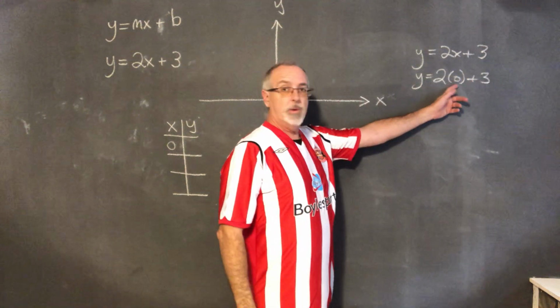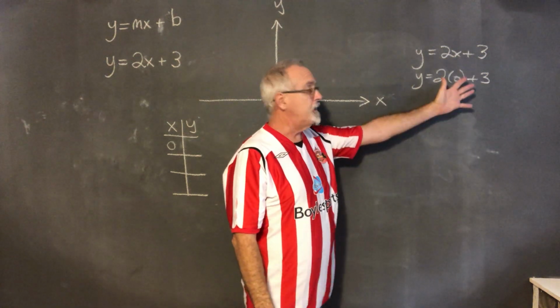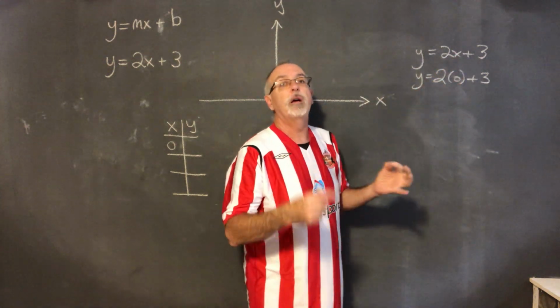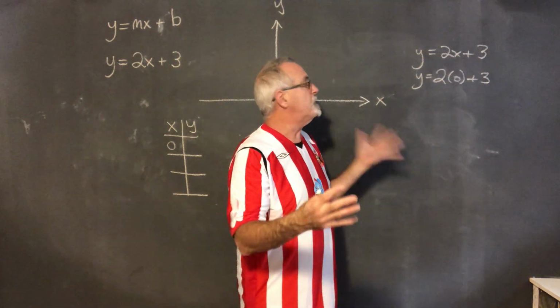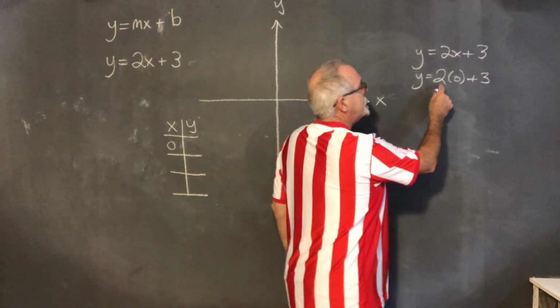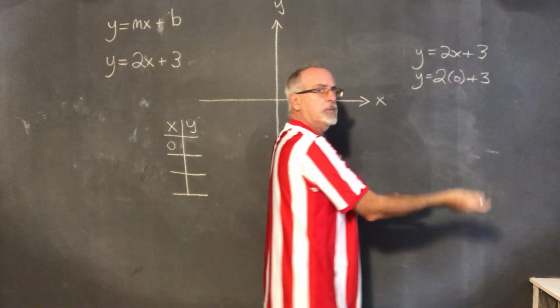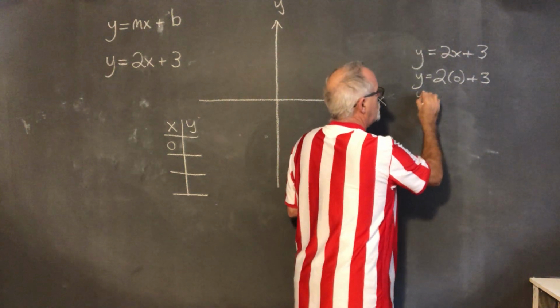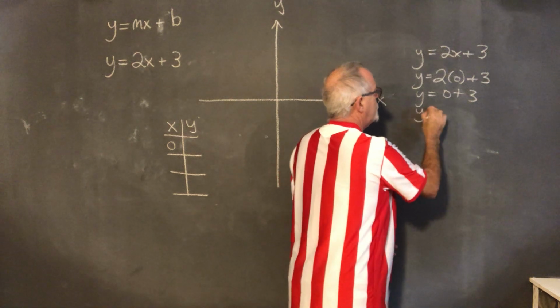Now, when we see this, we have to realize, okay, the x is gone now. I don't want to keep on drawing an x in my equation. I have substituted, I have plugged that 0 into the x position, and now we're answering the question, well, if x is 0, what is y? But all I have to do to simplify this is first multiply 2 times 0, which gives me 0, and then add 0 plus 3 is equal to 3.